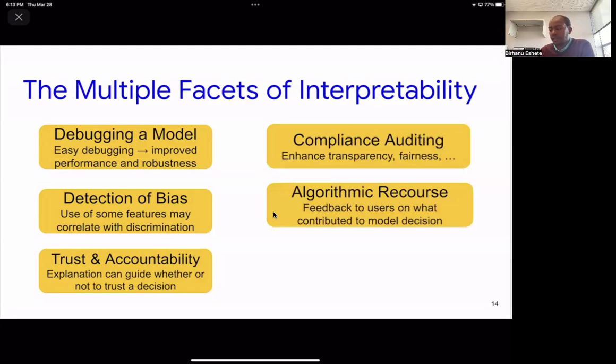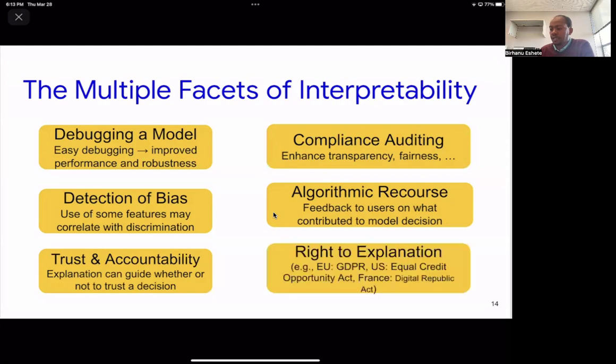Algorithmic recourse is another concrete use case where the feedback could be helpful for users. And the right to explanation, for example, in GDPR in the European Union, and in the United States, the Equal Credit Opportunity Act also stipulates the right to explanation. And in other countries like France, for example, we have what we call the Digital Republic Act, which also states something along the lines of the right to explanation. Okay, so that is why model interpretability is important.